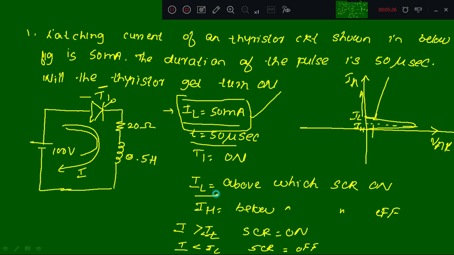What is latching current? Above which SCR is on. What is holding current, IH? Below which SCR is off. If the current I in the circuit is more than latching current, SCR is on. Otherwise SCR is off. So we need to calculate this current.